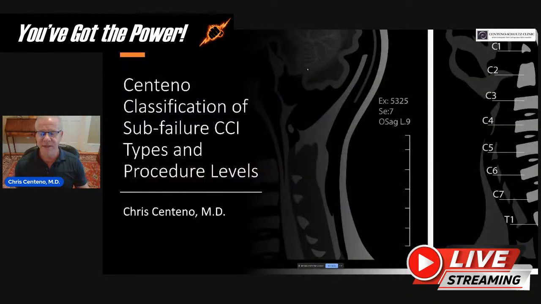Okay, so today's presentation is a classification of what I call subfailure CCI. Subfailure CCI means that there's a ligament stretch injury. We don't have the hangman's fracture or the need for emergency surgery. And no one's ever put together a classification schema before. So I'm going to call this the Centeno classification, since I'm the first person to coalesce all this stuff together. And then we're going to talk about various types of procedures that would be needed in each type of CCI. So let's start jumping into this information.